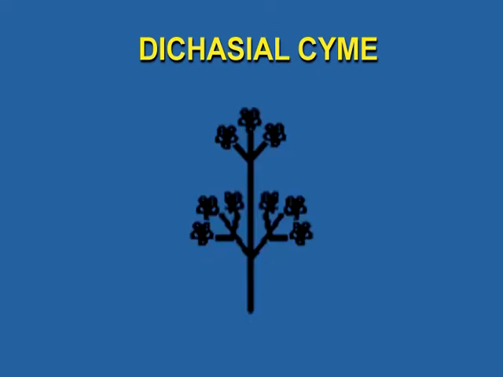This is the diagram of dichasial cyme. This is the main axis which is ending in the flower. Now, these two branches which are produced laterally on either side of the main axis, and these two branches again will terminate in the flower, and again two lateral branches on either side of the axis will be produced. In the same way, the pattern will be repeated.